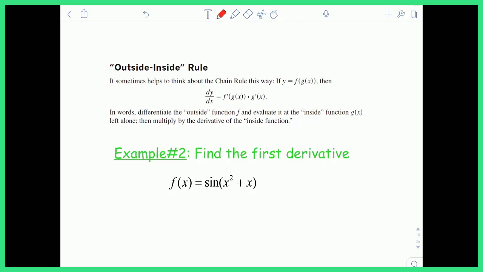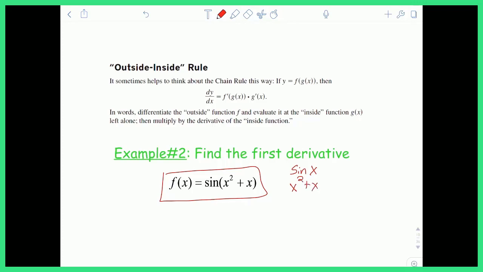Okay? Let's try this on an example of f of x equals sine of x squared plus x. So understand, first of all, the layers involved in this question. In this question, you have two layers. The first layer is simply the sine of x, the sine of any angle. And the second layer is the inside piece, x squared plus x.